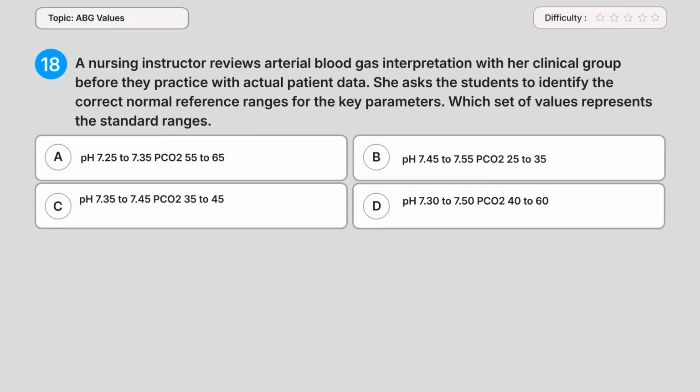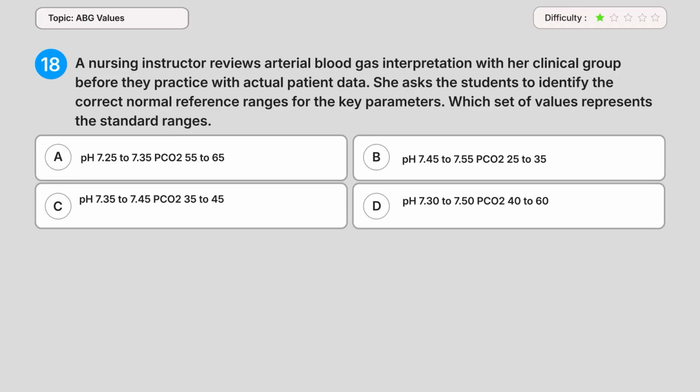Question 18. A nursing instructor reviews arterial blood gas interpretation with her clinical group before they practice with actual patient data. She asks the students to identify the correct normal reference ranges for the key parameters. Which set of values represents the standard ranges?